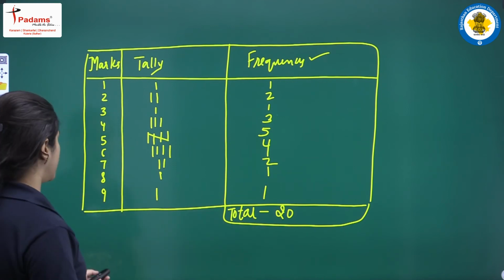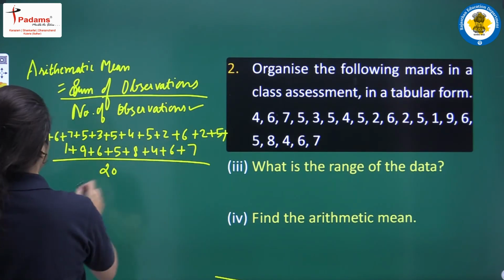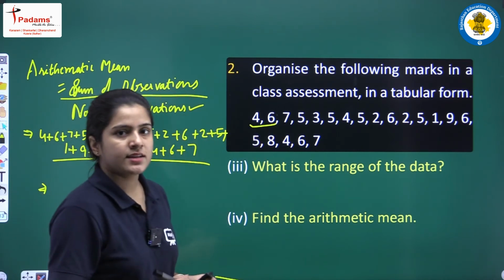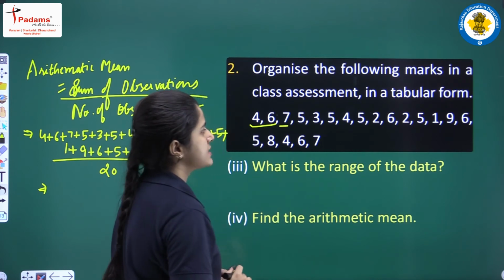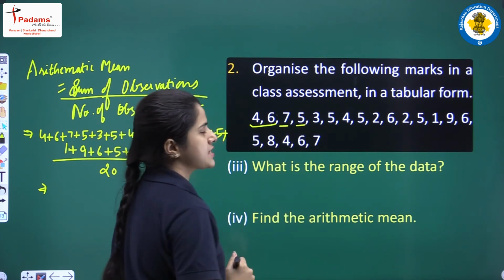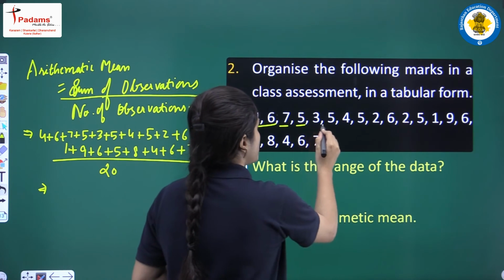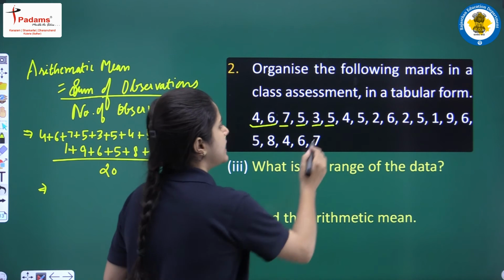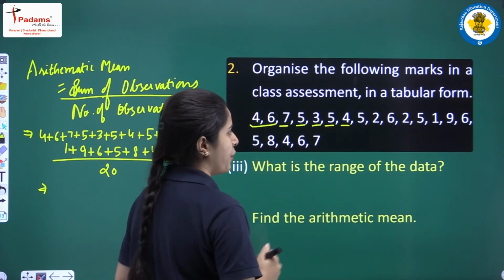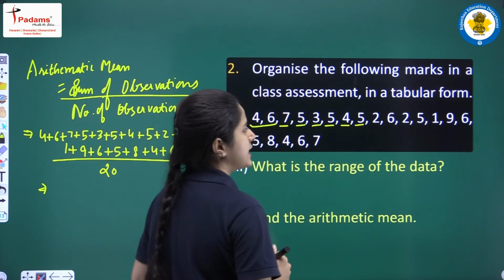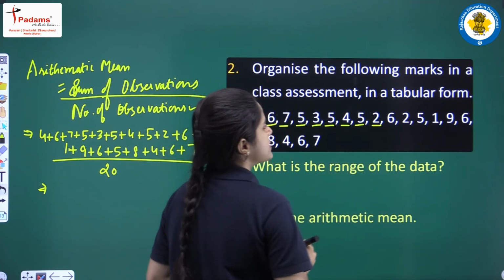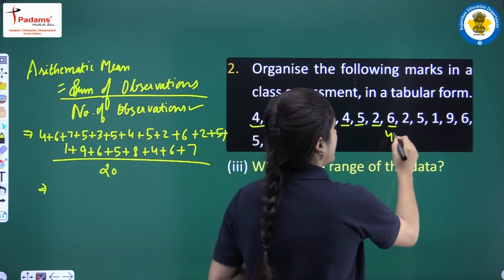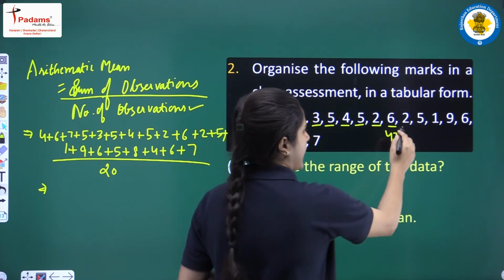Okay. Now students, we have to find out the sum of these things. 4 plus 6 is equals to 10. 10 plus 7 is equals to 17. 17 plus 5 is equals to 22. 22 plus 3 is equals to 25. 25 plus 5 is equals to 30. 30 plus 4 is equals to 34. 34 plus 5 is equals to 39. 39 plus 2 is equals to 41. 41 plus 6 is equals to 47. 47 plus 2 is equals to 49.